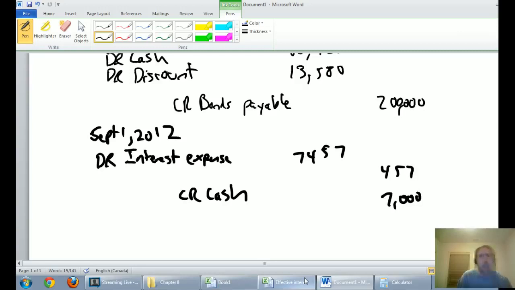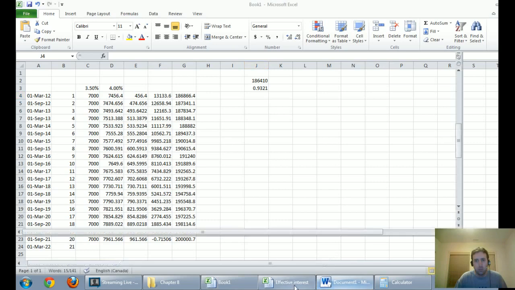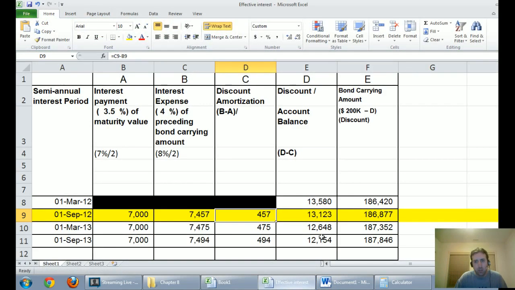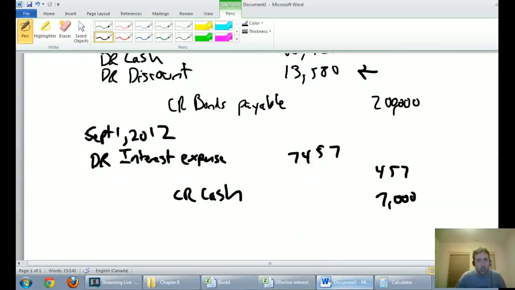We actually just say our discount was on the books for $13,580, but we want to reduce it. Remember, our discount is going to go down, down, down, and it's going to end up at 0 after 10 years, or after 20 semi-annual periods. Well, we've got to reduce our discount. When I set up the discount, I debit it. Now I want to reduce it, so I've got to credit it. So we're just going to credit our discount.